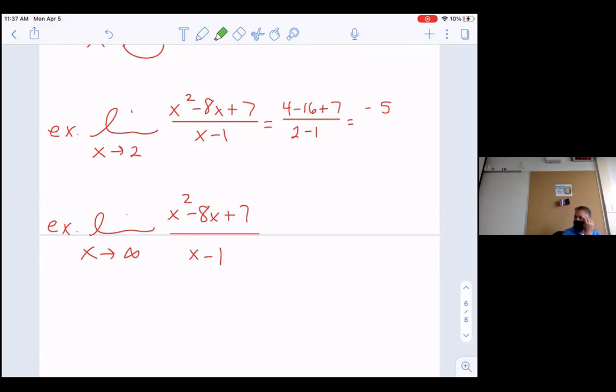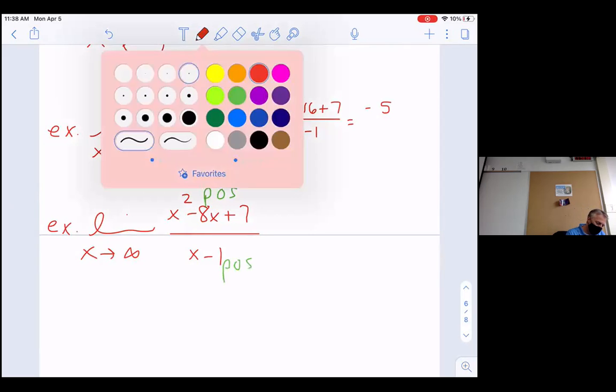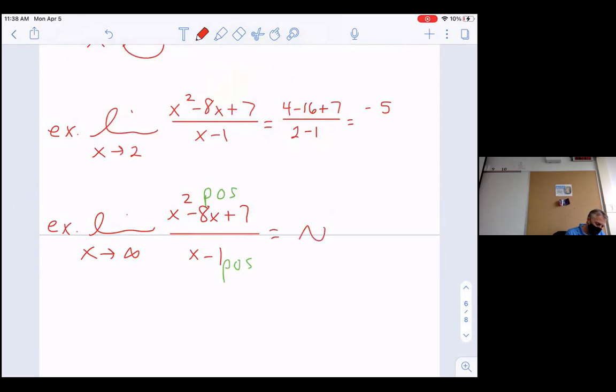So if it's top heavy, now I got to figure out if the top and bottom are positive or negative. So if I plug positive 1 billion in for x, and I'm only concerned about the x squared because the highest exponent. So a positive billion squared will be positive. And on the bottom, a billion minus 1, of course, is positive. And a positive divided by positive is positive infinity.